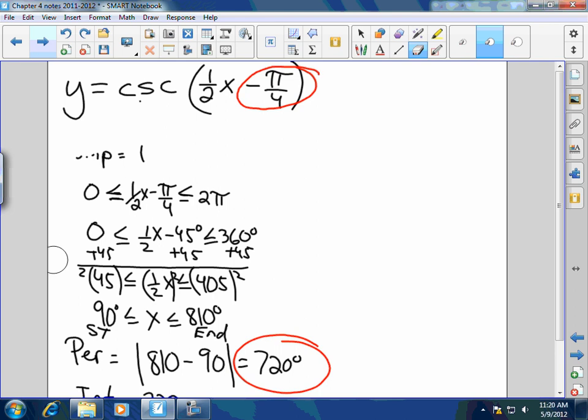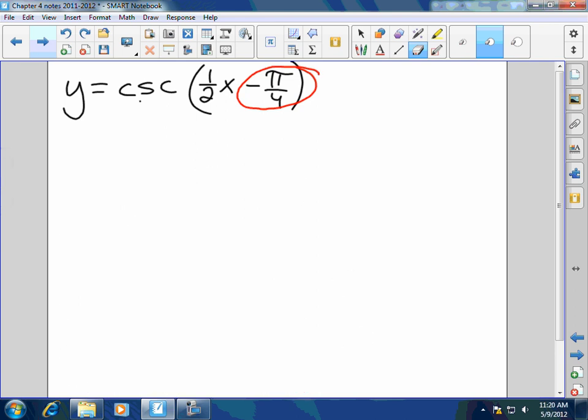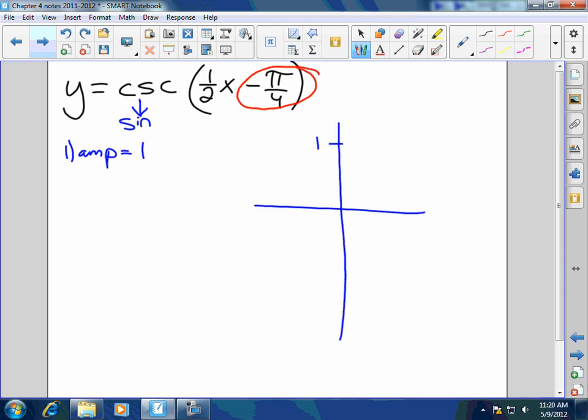Let's go ahead and graph y equals the cosecant of 1/2 x minus pi over 4. I suggest working in degrees first, and then if you want to put radians, do that after. It's a cosecant, so we're going to model this after a sine graph. So I am going to pretend that this is a sine graph. My amplitude is 1. I had no shift in baseline, so my baseline is the x-axis.